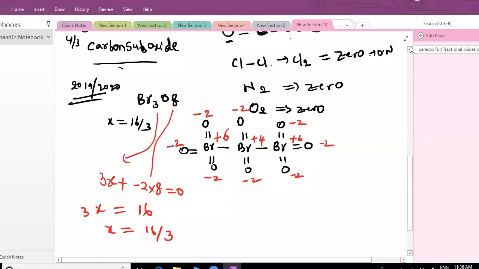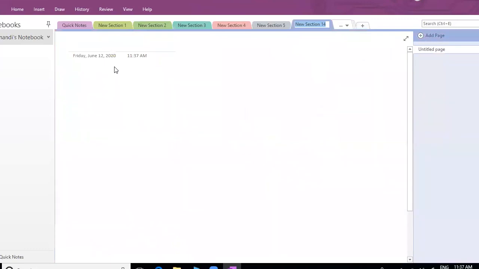Next I'm going to discuss normality. Before that, you know that one, how to find out oxidation number? You know that, everyone. Please, one more concept to discuss. That is too important. Change in oxidation number.